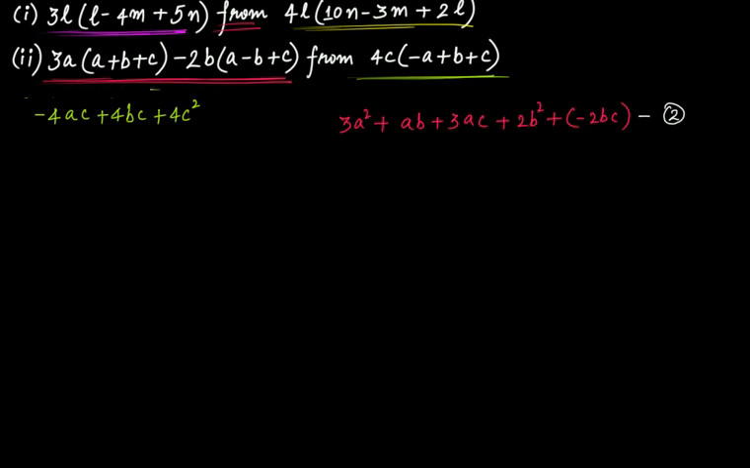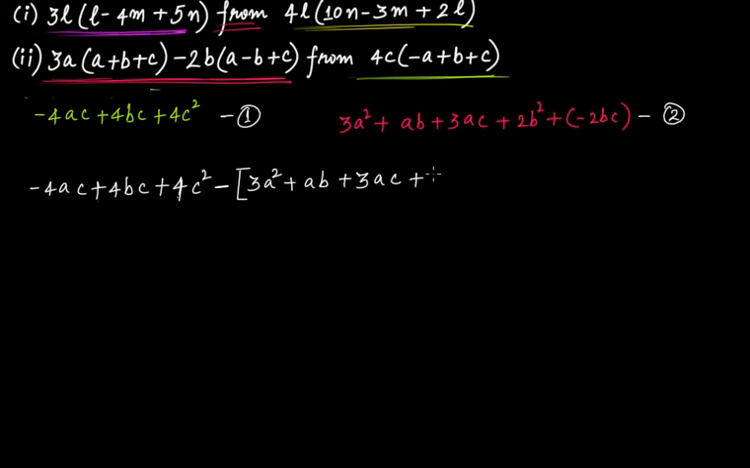Now this is our first expression. You have to subtract those 2 from this one. This is minus 4ac plus 4bc plus 4c squared minus, this is 3a squared plus ab plus 3ac plus 2b squared plus minus 2bc. Okay, let's open the bracket. Minus 4ac plus 4bc plus 4c squared.